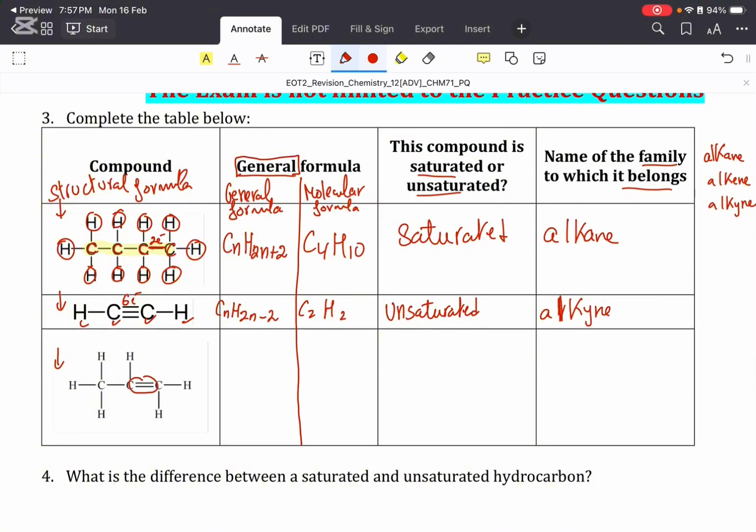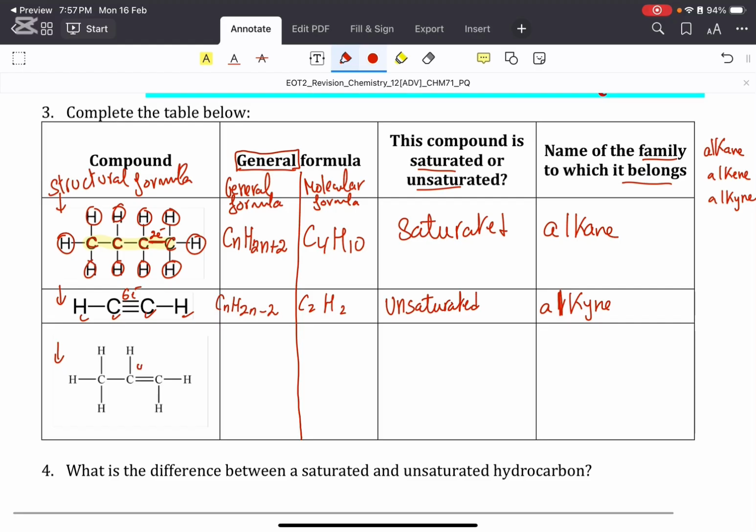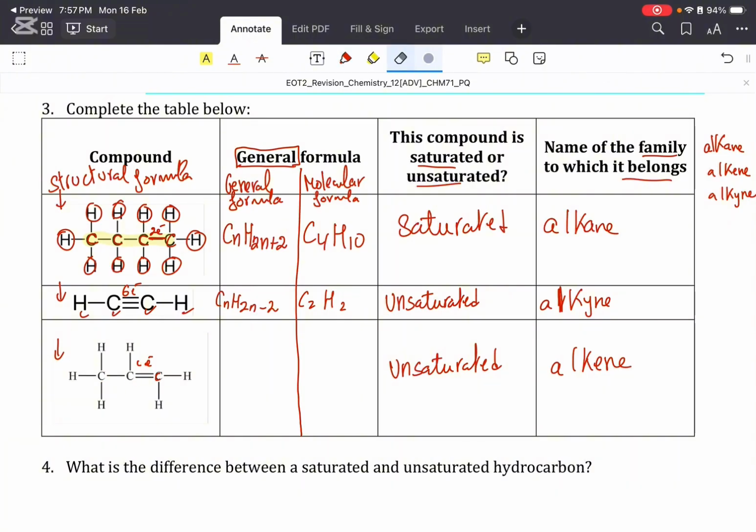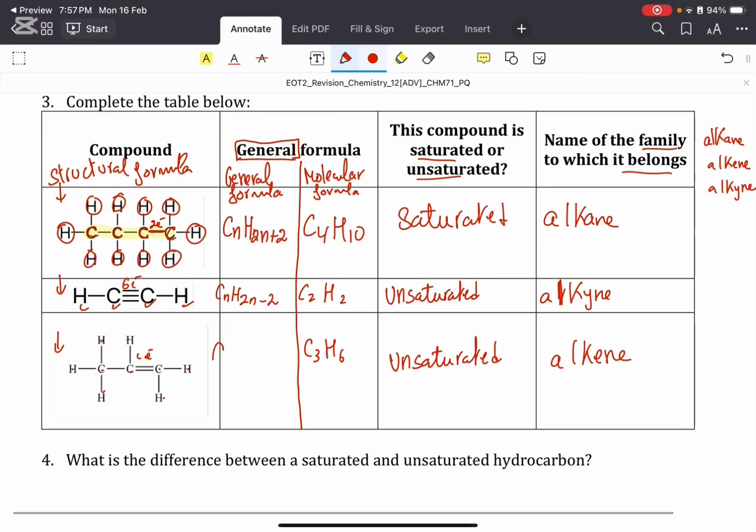And finally, the double bond that we see, which represents 4 electrons shared between these 2 carbons or 2 pairs of electrons, it shows again an unsaturated hydrocarbon, which belongs to the family of alkene. And the molecular formula is 3 carbons. You have over here 1, 2, 3 carbons, and you have 1, 2, 3, 4, 5, and 6 hydrogens. That's a molecular formula, and the general formula is CnH2n.